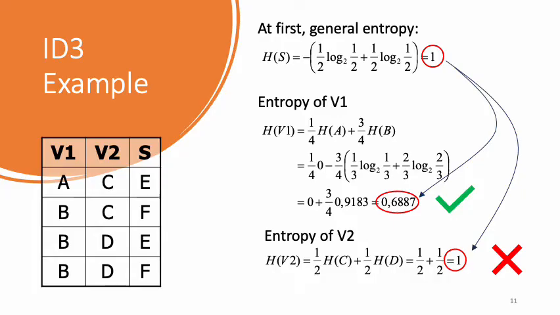Then, we can compute the entropy of V2. For samples with value C and samples with value D, each subset has an equal mix of classes E and F. Thus, there is the same level of uncertainty in each subset. Since neither subset helps in reducing uncertainty more effectively than the original dataset, this feature doesn't improve our knowledge about class distribution. The feature that provides the highest reduction in uncertainty, or the greatest increase in information, is considered the best for branching. Here, V1 reduces uncertainty more than V2 does.